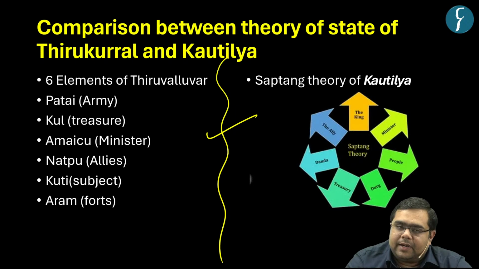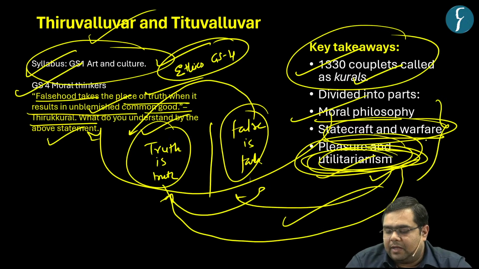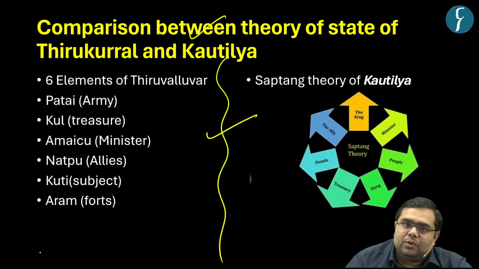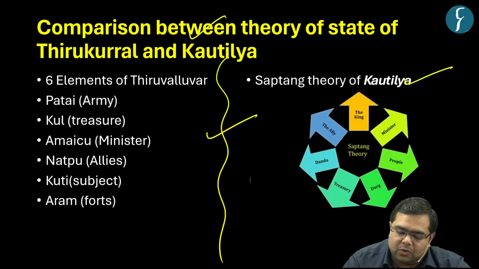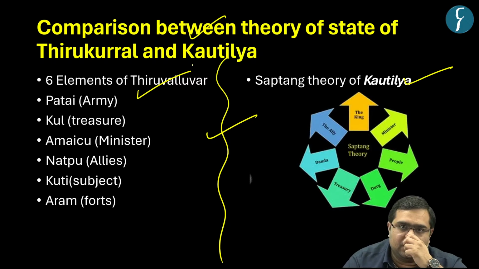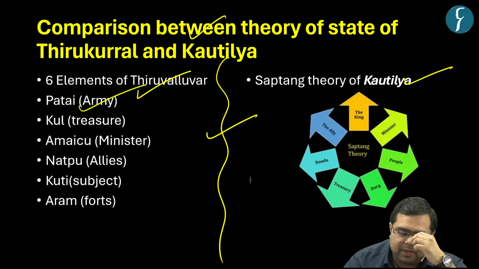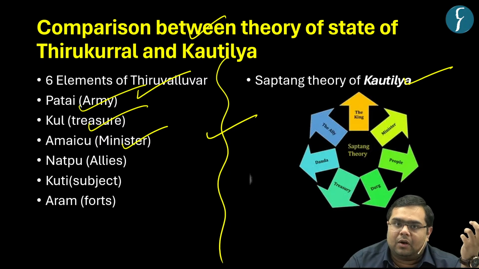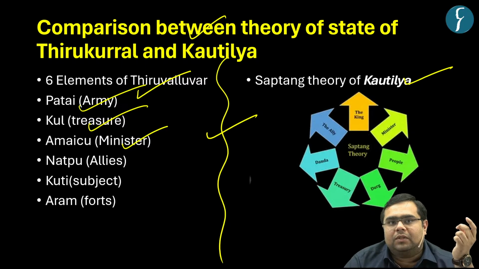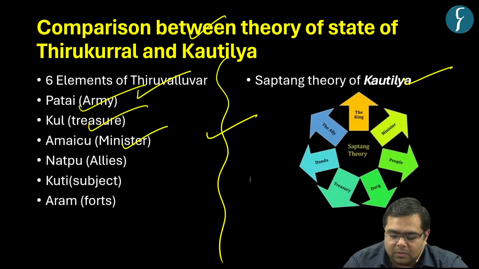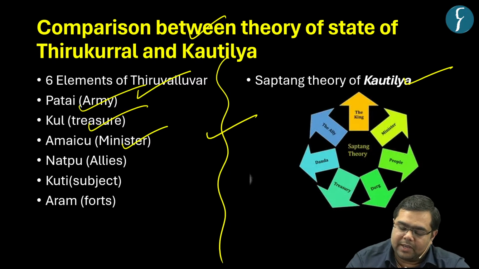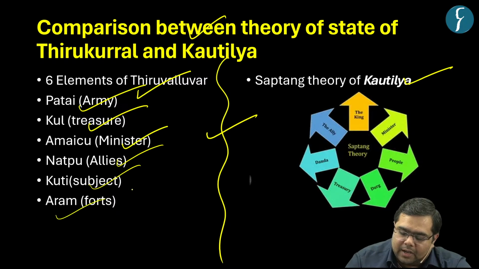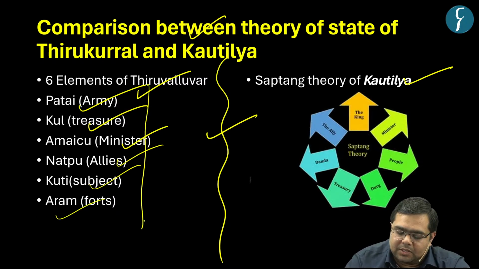Now let us go a little bit deeper and try to establish a comparison between the theory of statecraft provided by Tirukkural and the theory of statecraft provided by Kautilya. The key difference is that Thiruvalluvar provided 6 elements to the theory of statecraft. The first is Patai, that is army; Kul, that is treasure; Amaiku, that is minister. These are the 6 prominent elements without which a state cannot function. And every malice, every problem that the state faces today, must be with respect to any of these 6 elements. That is what was said by Tirukkural: Natpu, Kuti and Aram. The corresponding modern names for these are given on the slide.